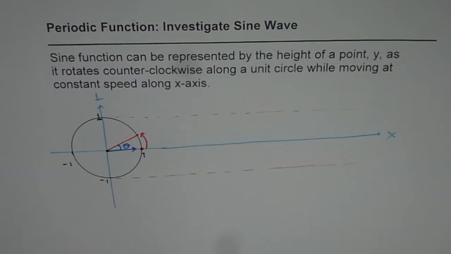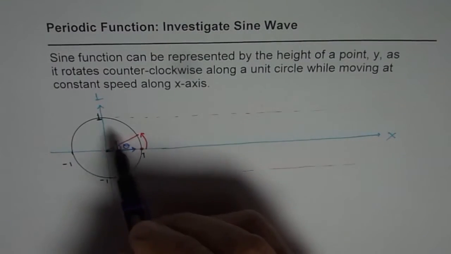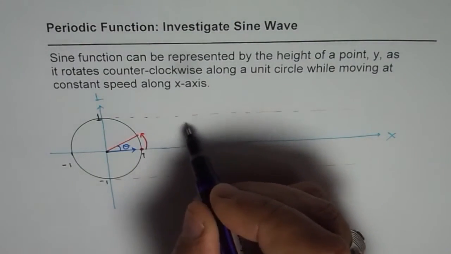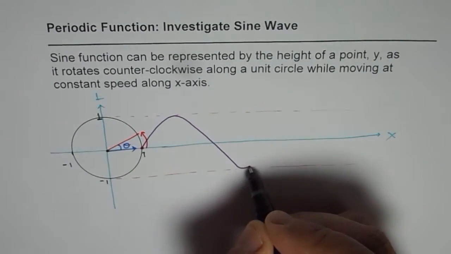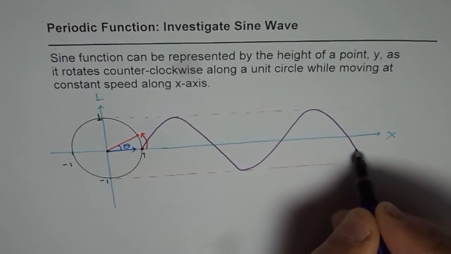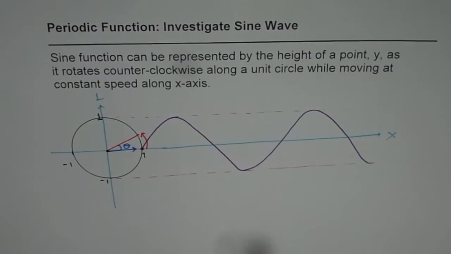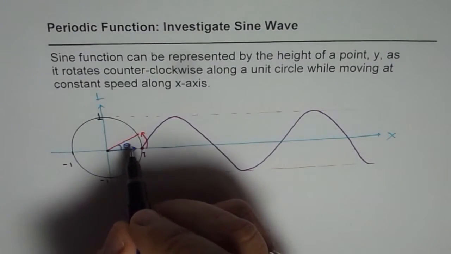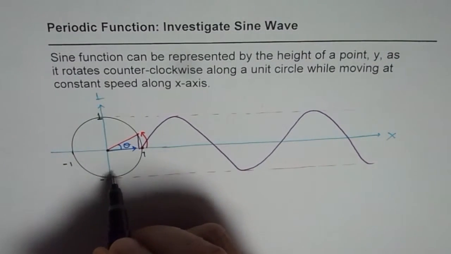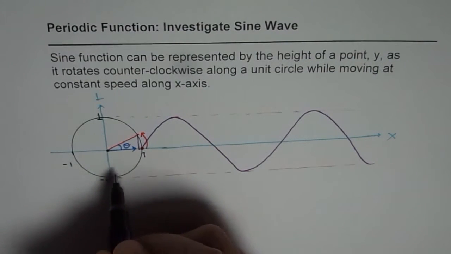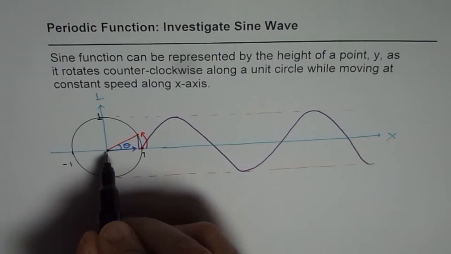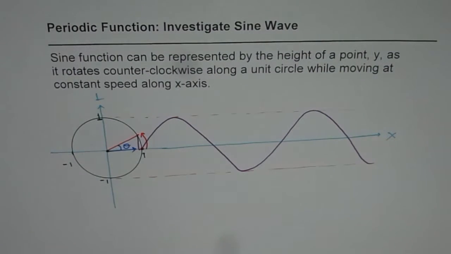These lines will guide me to restrict the wave within a particular interval, which is going to be from 0 to 1 to minus 1. So we'll get a wave. This is the set of points. In fact, this wave represents the height of this point from the x-axis as it rotates counterclockwise at a constant speed, and the circle itself moves towards the right at a constant speed, right?